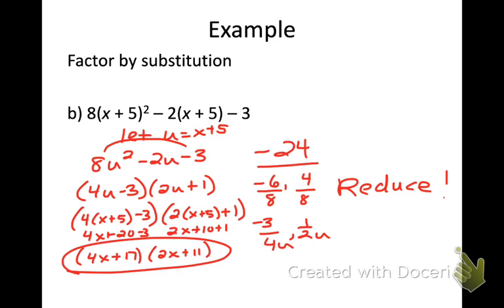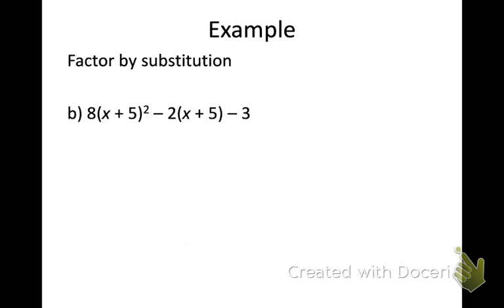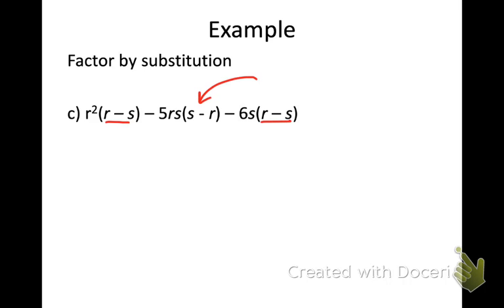Okay, so let's do another one. Ooh, this one looks a little crazy. So inside my parentheses, I have an r minus s, I have an s minus r, and I have an r minus s. So my goal is, can I get everything inside my parentheses to be the same? So here I have an r minus s, and here I have an r minus s. How can I get that middle set of parentheses to also be an r minus s?